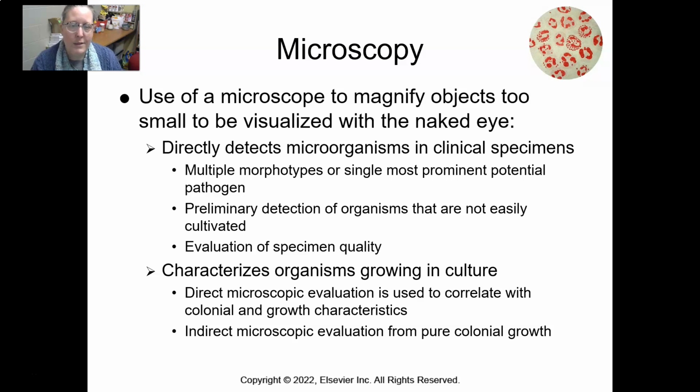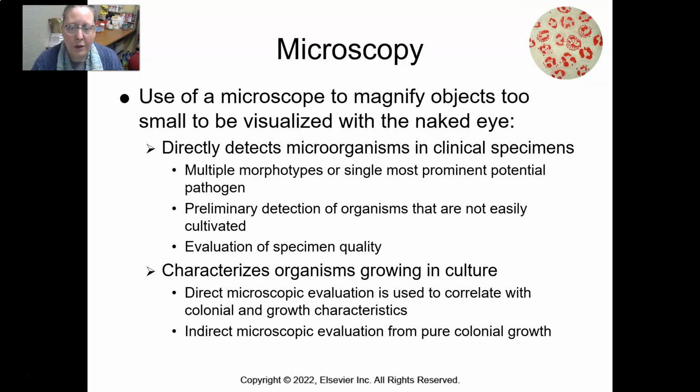And so you can see if there are multiple morphotypes or if there's a single most prominent potential pathogen. So you can see if it's maybe a mixed flora, and maybe it's just a contamination of skin flora, or maybe you see specifically a lot of gram-positive cocci, for example. Again, you can also do a preliminary detection of organisms that are not easily cultivated, such as in the case of gonorrhea. And some of the parasites also, for example, if you saw trichomonas, that would be easily identified on a microscope slide. We don't cultivate those guys.